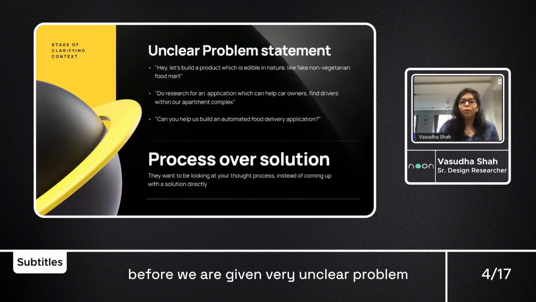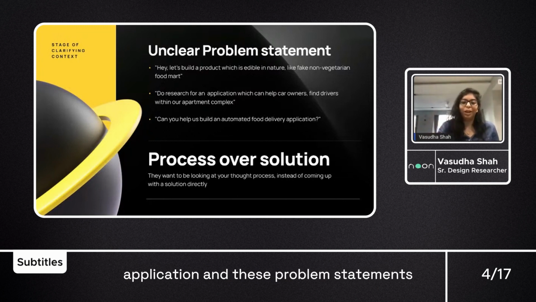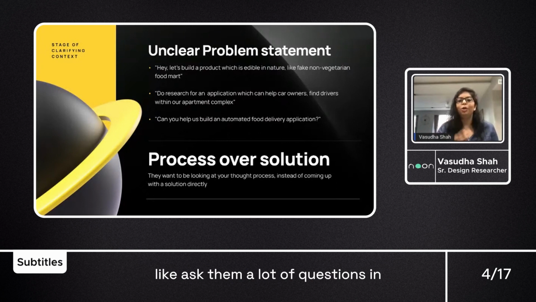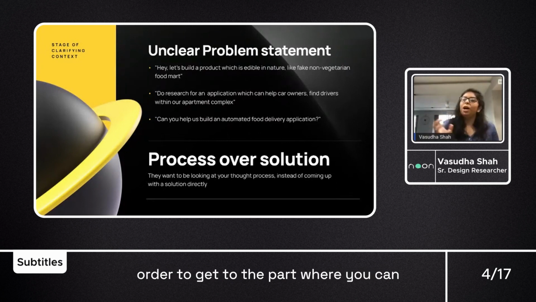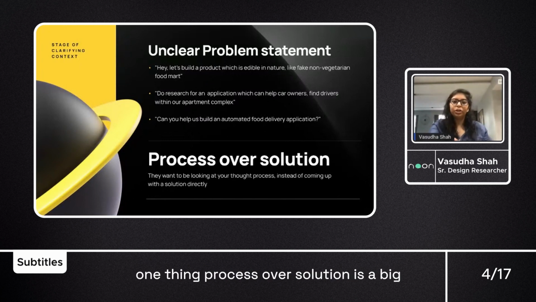Again, as I had mentioned before, we are given very unclear problem statements. From building a fake non-vegetarian food mart, it could even go to an automated food delivery application. These problem statements are very vague, and you kind of have to ask them a lot of questions in order to get to the part where you can even solve for it. I do want to say one thing: process over solution is a big part.